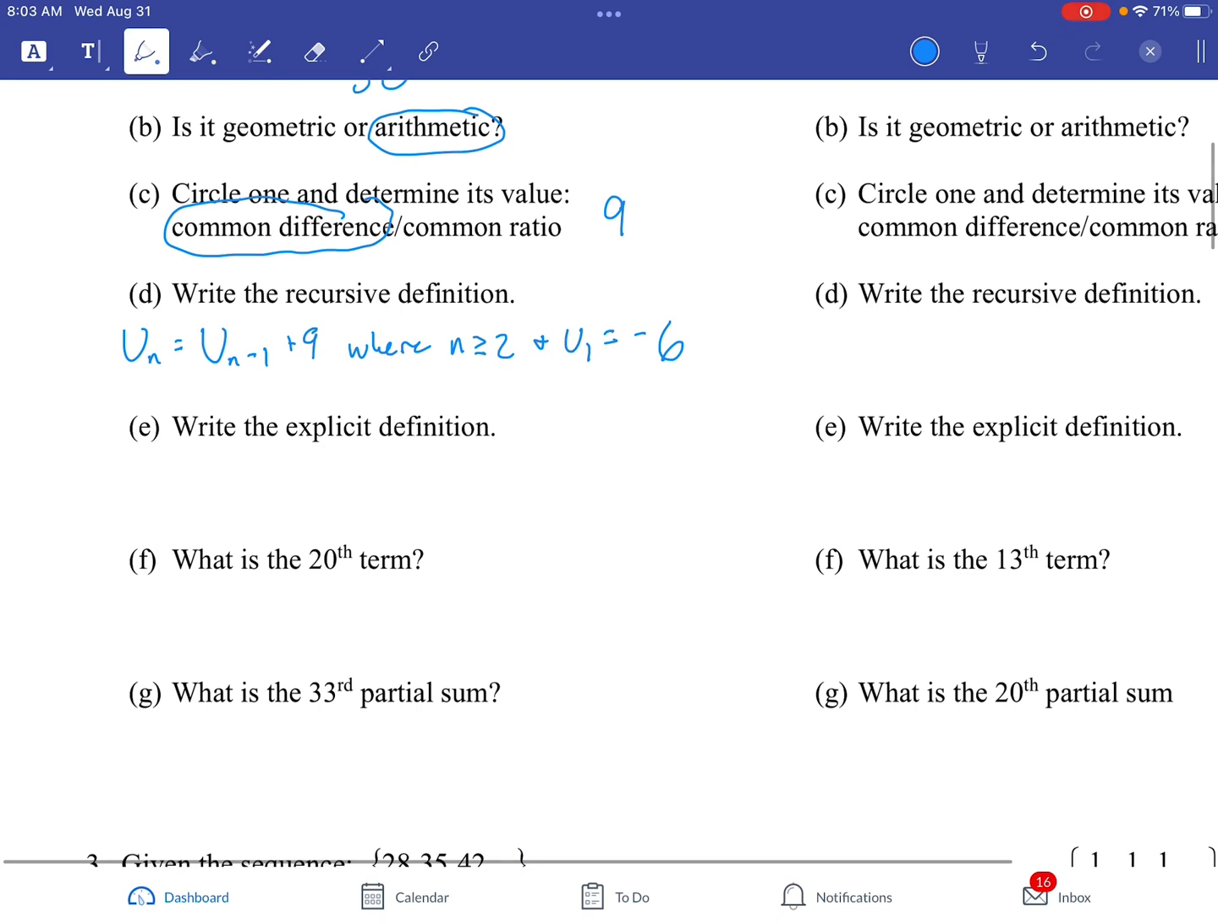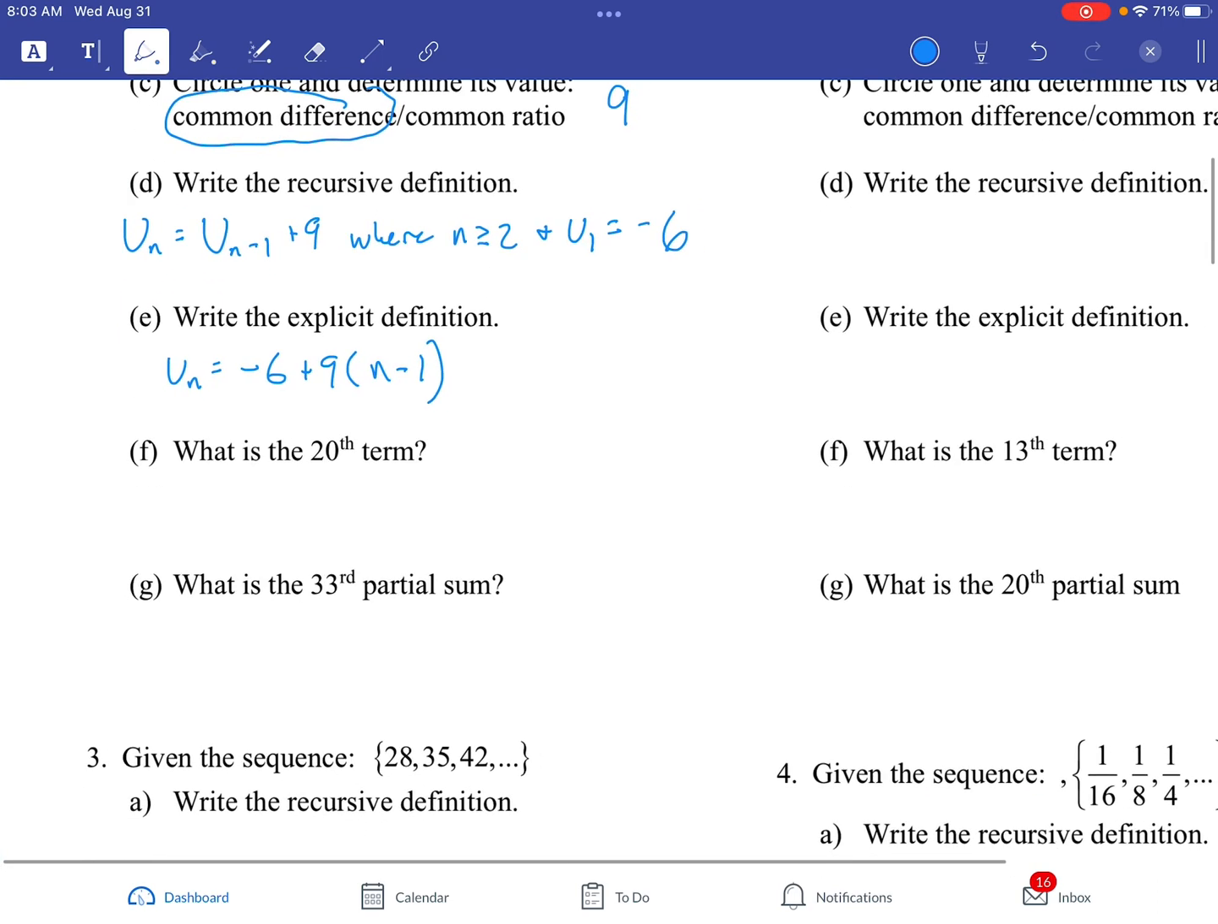Explicit definition. This is the case where you're going to write the explicit formula down and put the information you do know in it. But since you don't know all of it, you can't solve for a term. So you have u sub n is equal to the first term, which is -6, plus 9 times n minus 1. That's as far as you can go because you're not told what term to find. That comes in the next piece.